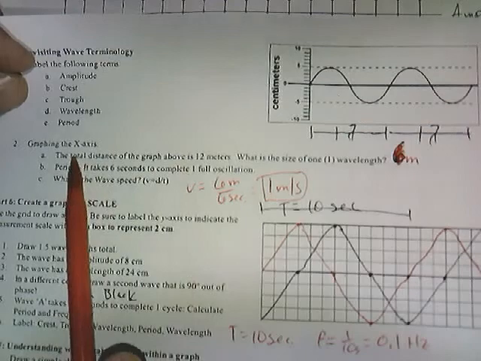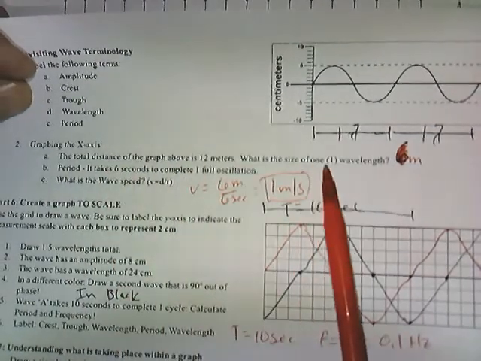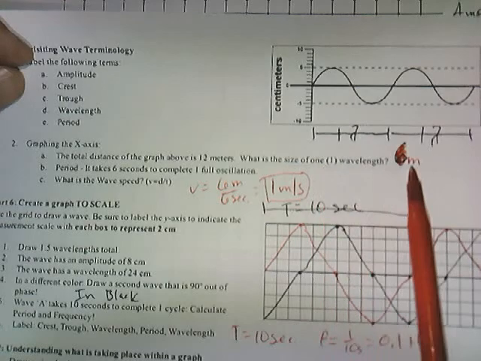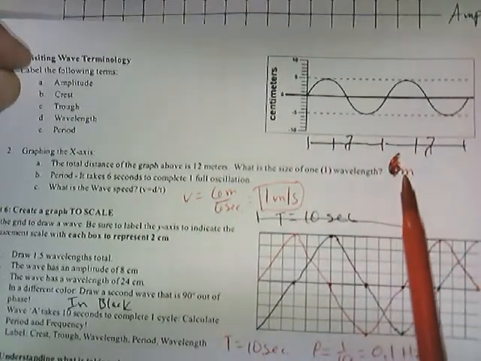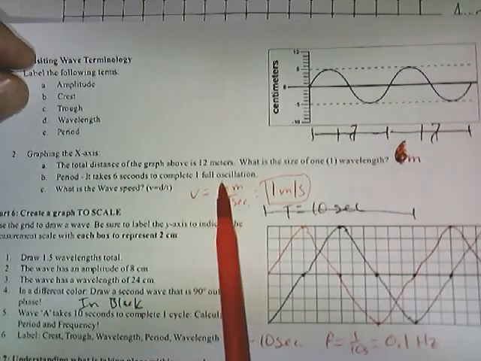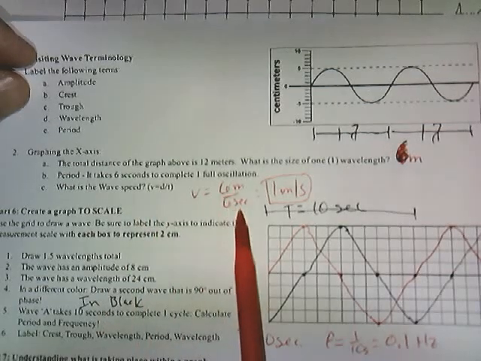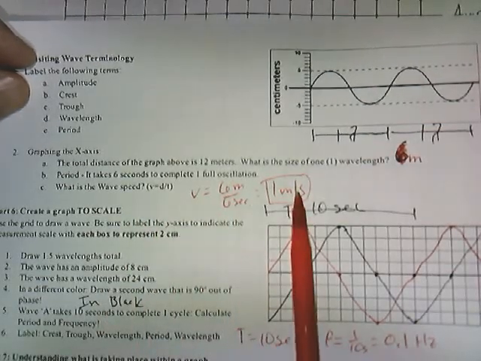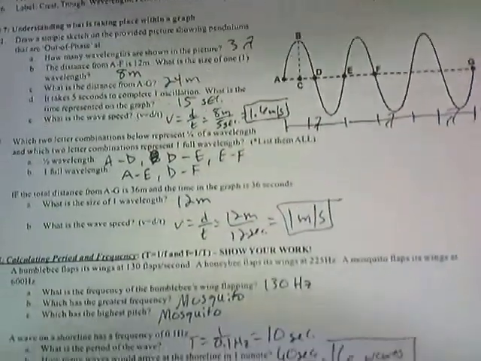So graphing here. If the total distance is 12 meters, what's the size of one wavelength? It's going to be 6 meters, and there are 2 wavelengths here. 6 seconds to complete one full oscillation. The wave speed is going to be 6 meters divided by 6 seconds, for 1 meter per second. And I will just show you these because I'm going to run out of time. So pause it where you need it.